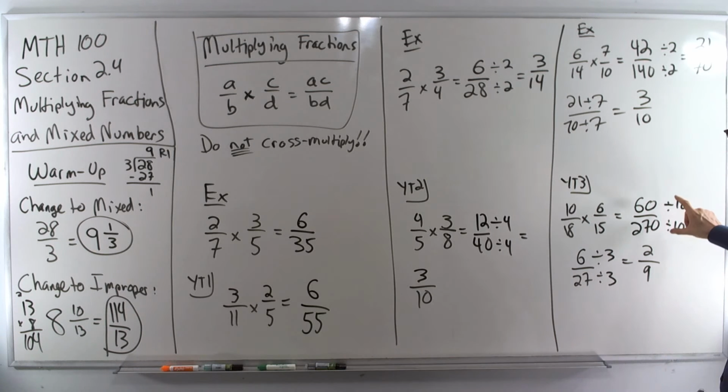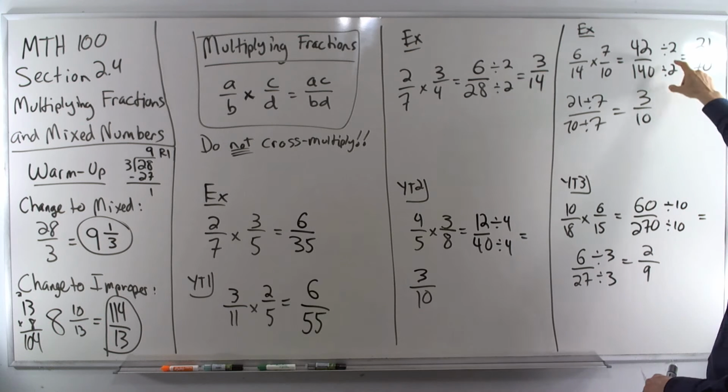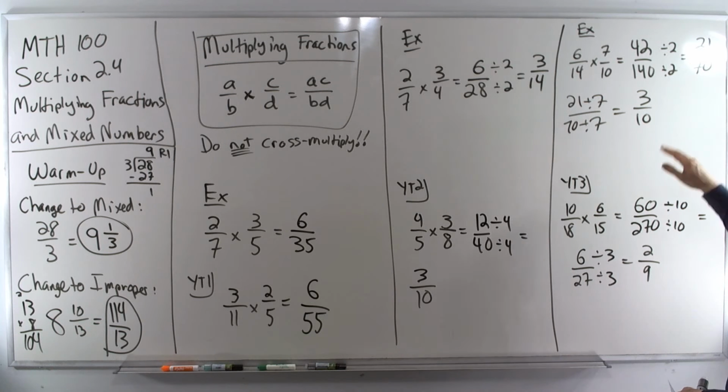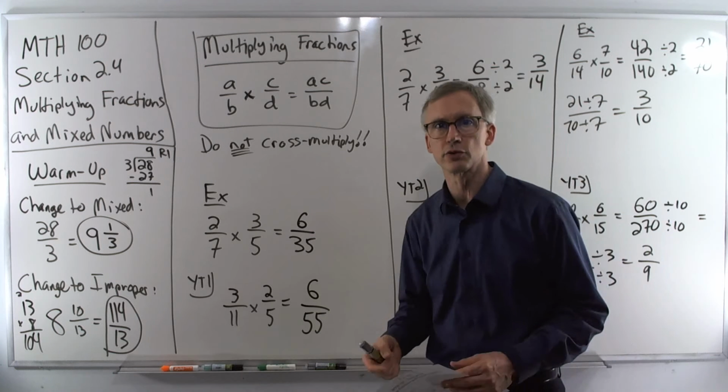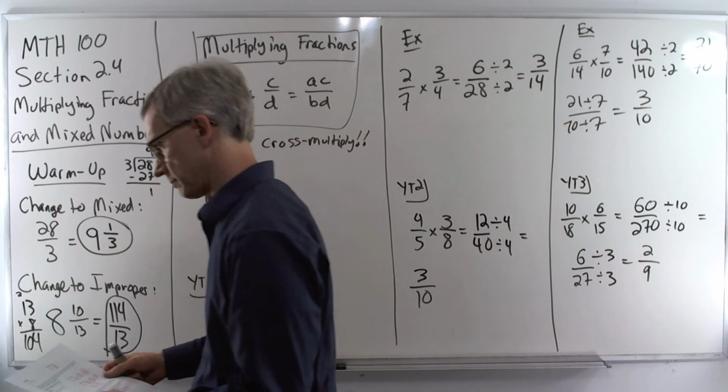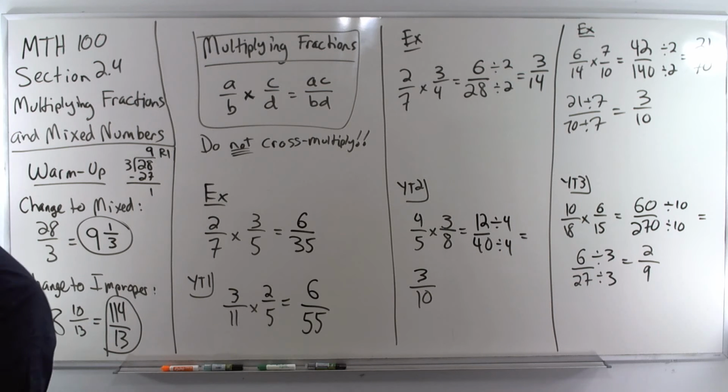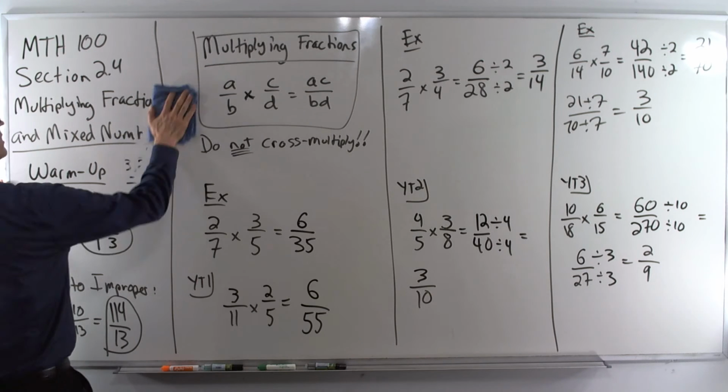So you can see we can get some results that require quite a bit of work to simplify. And in some cases, this can be easier to simplify first because we'll be working with smaller numbers. So we'll look at that next.